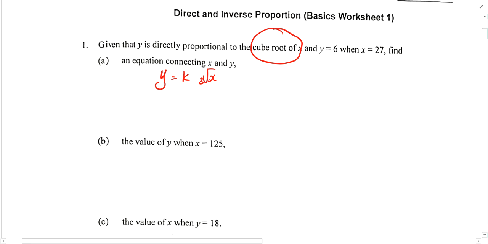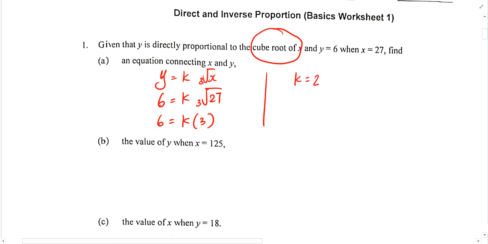Then this is not my final answer. They want the equation connecting x and y. They don't want the k over there. So your job now is to substitute in values to find the value of k. So 6 equals k times cube root 27, which is k times 3. So what's k? Yeah, k equals 2.